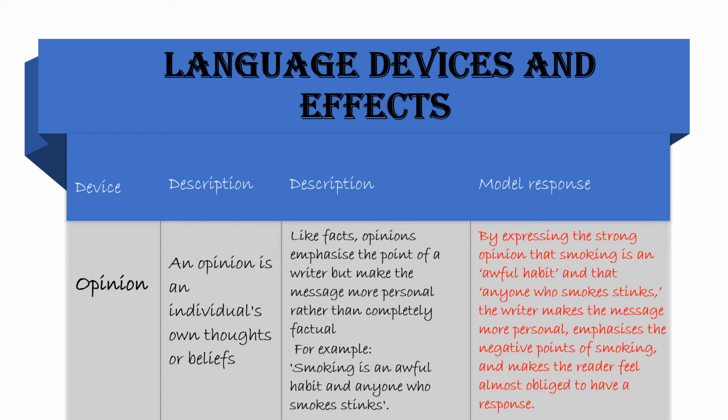By expressing the strong opinion that smoking is an awful habit and that anyone who smokes stinks, the writer makes the message more personal, emphasizes the negative points of smoking, and makes the reader feel almost obliged to have a response. So, an opinion is a device that, when used in a text, makes it more personal; it relates the reader and the writer contextually.